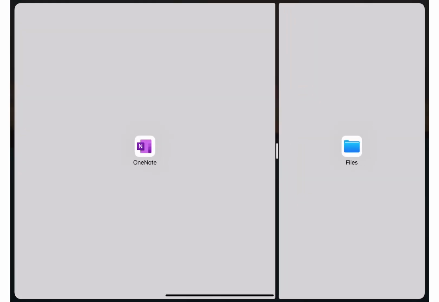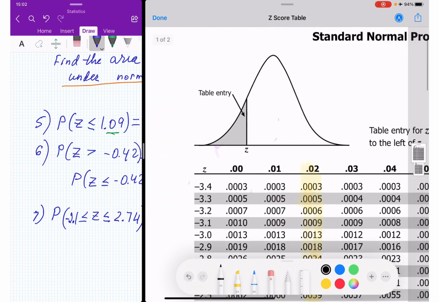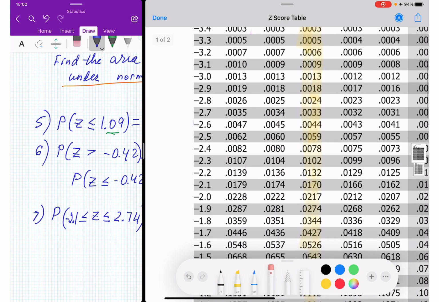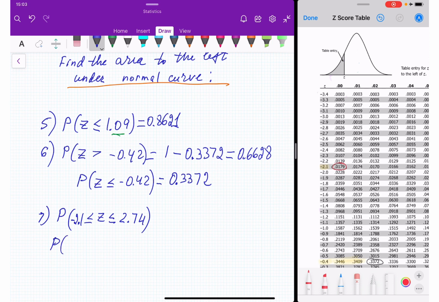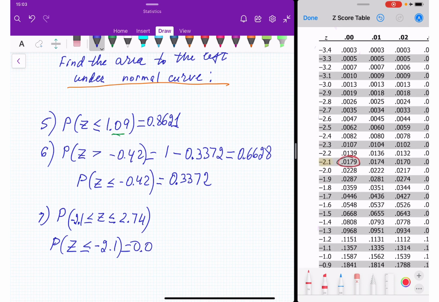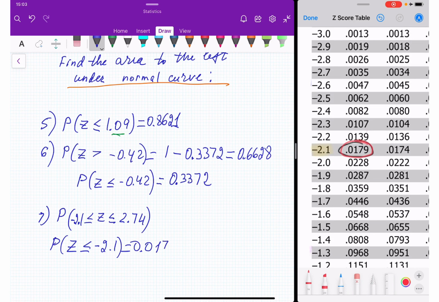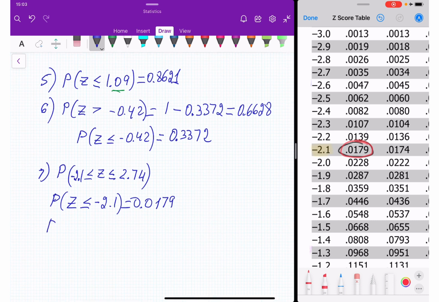So first of all, let's go negative 2.1. Where is our negative 2.1? Let me clean this. Okay, negative 2.1 right here. So since we don't have second decimal, it's going to be this first number, right? 0.0179. So probability for z-score less equal negative 2.1 is going to be equal 0.0179. Okay, next we need to find probability for z-score less equal 2.74.